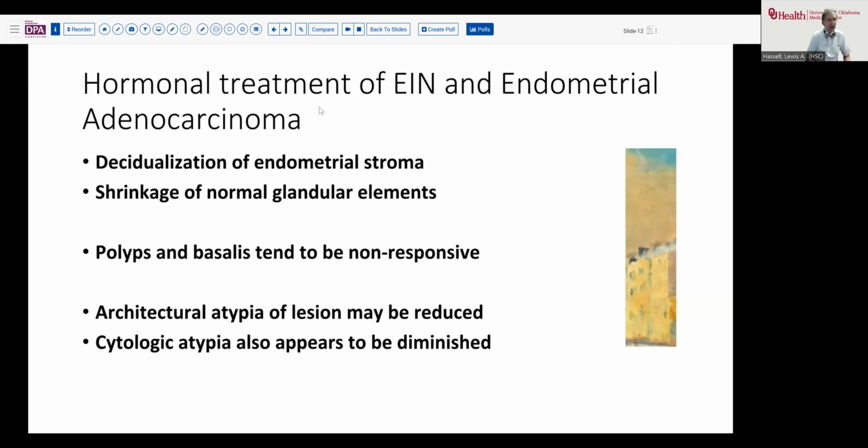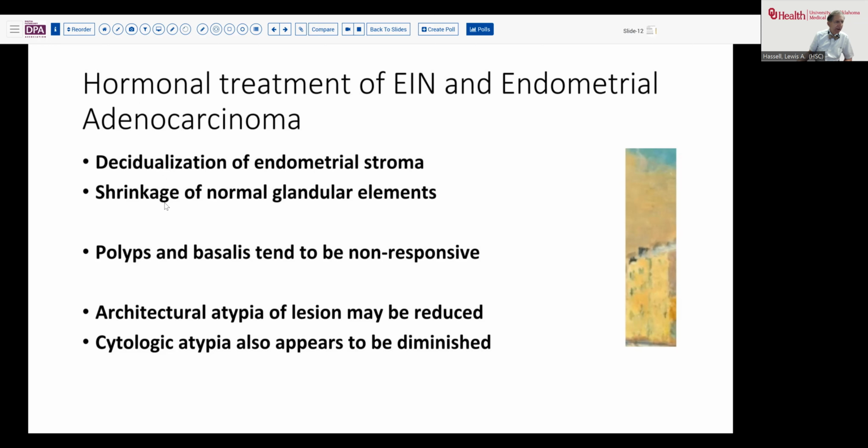So the other circumstance, which we see with some regularity, is the hormonal treatment of endometrial intraepithelial neoplasia or low-grade endometrial adenocarcinomas. And this is typically in patients who want to preserve fertility, or in patients who are poor operative risks in terms of obesity or cardiac status or something of that sort. And so typically we're using progestational agents, maybe a Mirena IUD or some other sort of device to deliver progestational impact. And it's to be expected that that will produce a decidualization of the endometrial stroma.